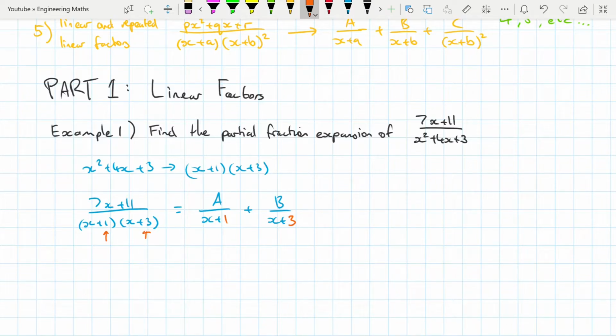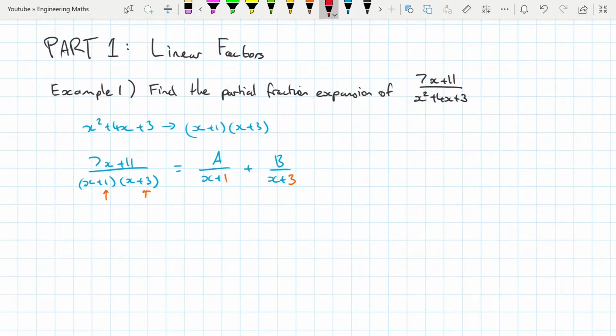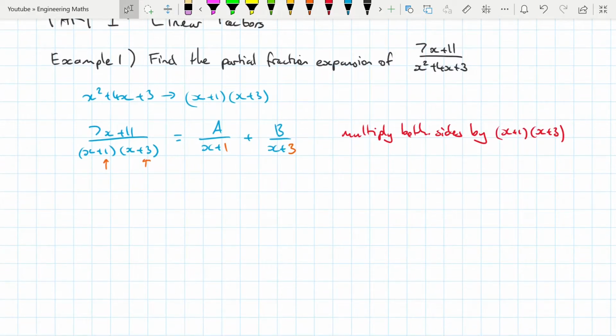Now what we want to do is find the values of capital A and capital B. The method to finding this is actually quite similar to the method that we used in the example above as well. First thing we're going to do is multiply both sides by (x plus 1) and (x plus 3), which on the left hand side would cancel out the x plus 1 and the x plus 3. So we would be left with just 7x plus 11.